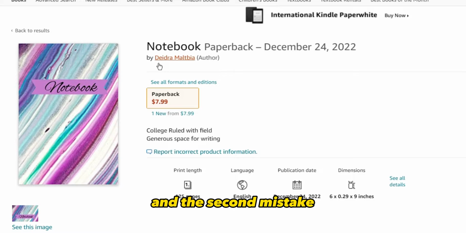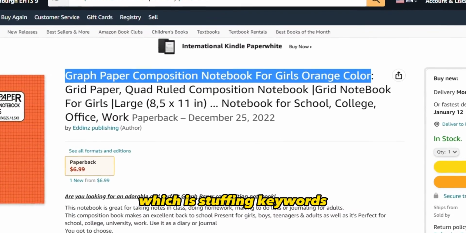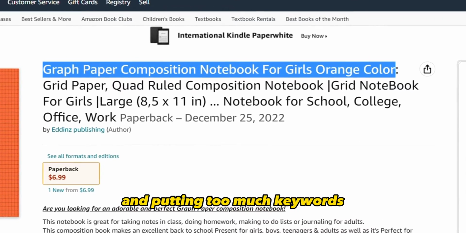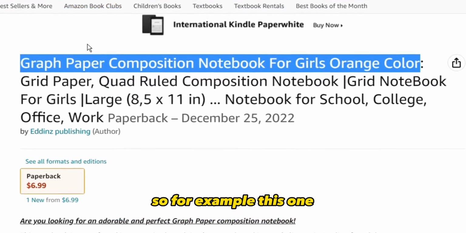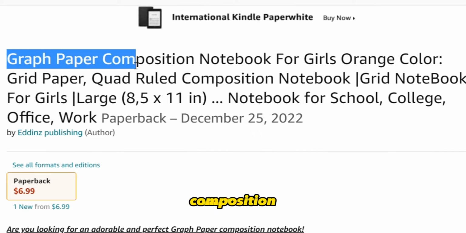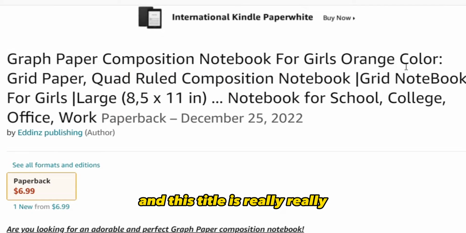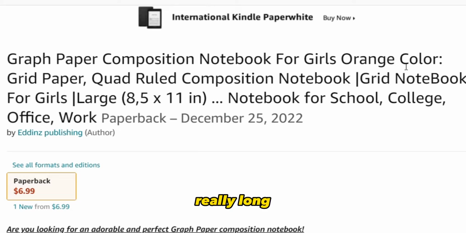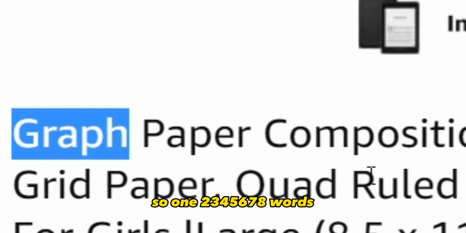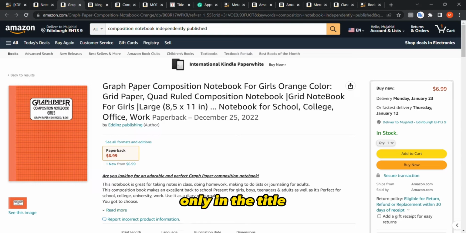And the second mistake, which is the opposite of the first mistake, is stuffing keywords and putting too many keywords. So for example, this one in the title, it's written here: graph paper composition notebook for girls, orange color. And this title is really long, to be honest. 1, 2, 3, 4, 5, 6, 7, 8 words only in the title. This is not including the subtitle, so this is a really specific title.